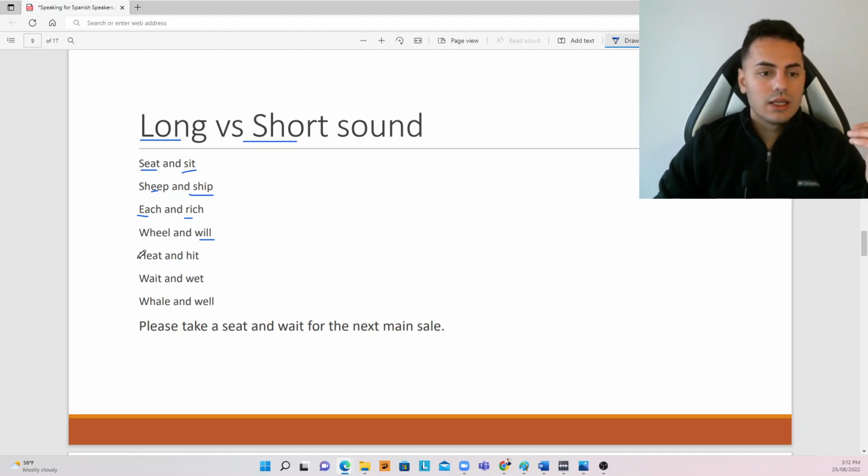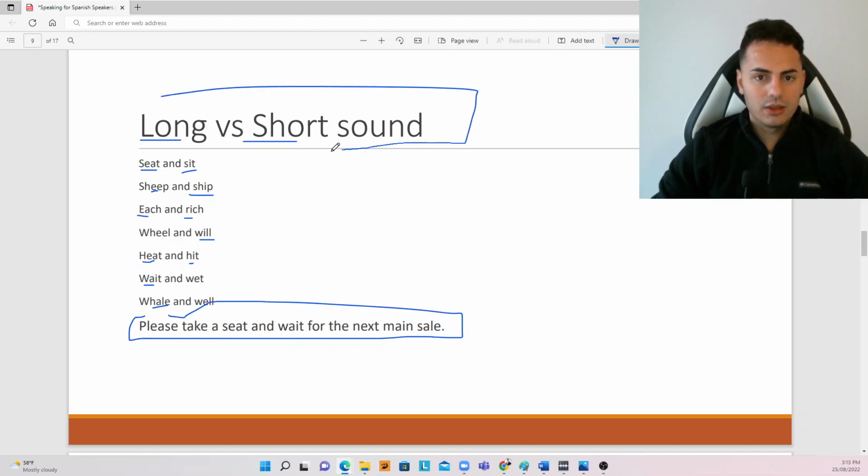Yeah? Heat, hit. Here, take a look at this one. This one is not only a long sound, it is a long sound with accent. When we say a, like wait, don't say wet, or whale. It's a long sound with accent, like when you say oi in boy, or ow in house, a in whale. So there's a big difference between saying whale and well.